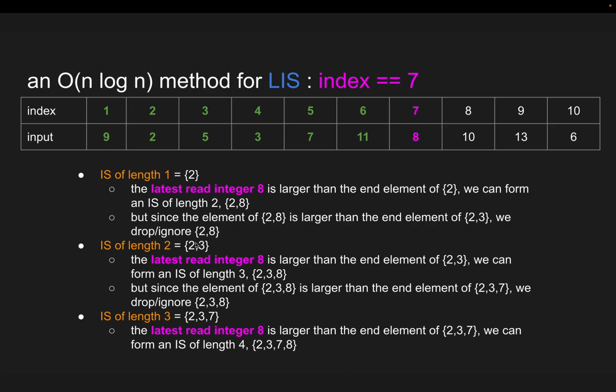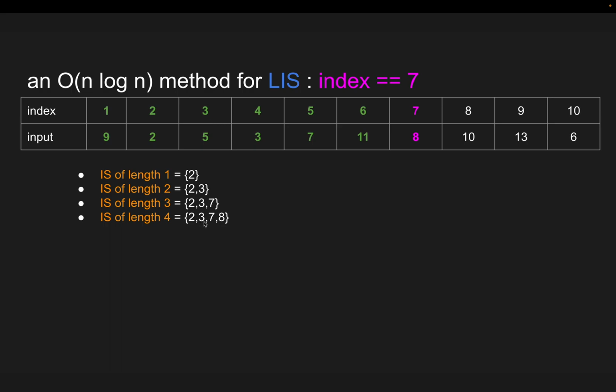So again, 2 3 8 is larger than 2 3 7, so drop it. 2 3 7 8. Okay, a newly formed increasing subsequence of length 4. So 2 3 7 8.